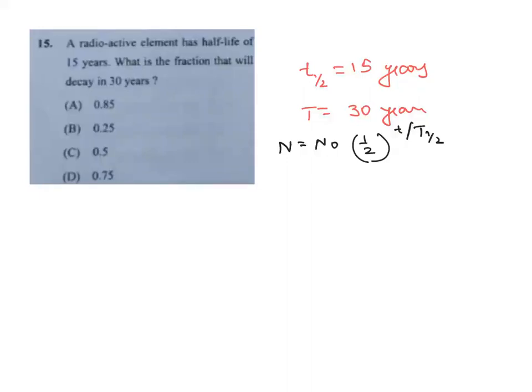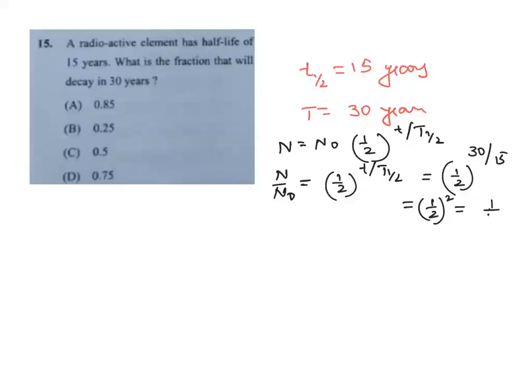t half, we were using this kind of formula, right? So now what I say is N divided by N0, that is the fraction that remains. N/N0 is the fraction, okay? That is equal to 1/2 to the power of t divided by t half. That is equal to 1 divided by 2 whole to the power of t/t half. Now t half is 15 and t is 30, and 30 by 15 is 2, so 1/2 to the power of 2. That is equal to 1 divided by 4.